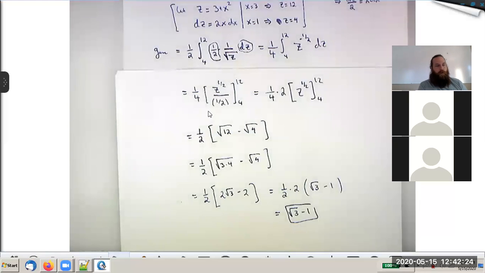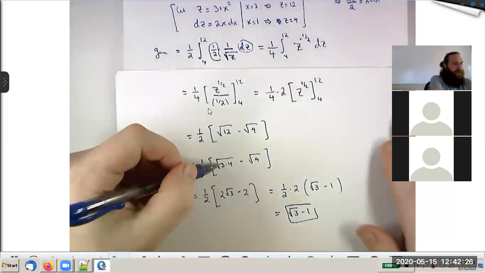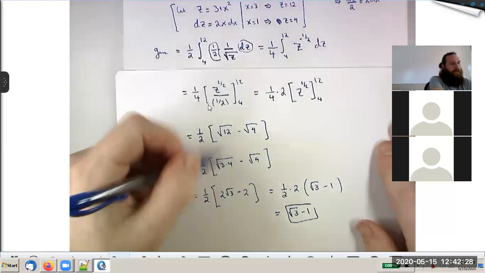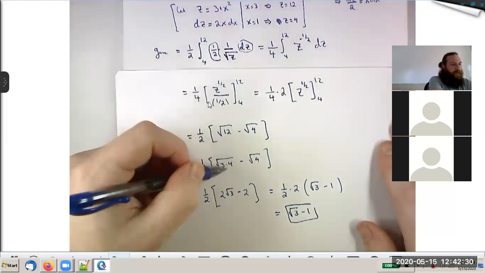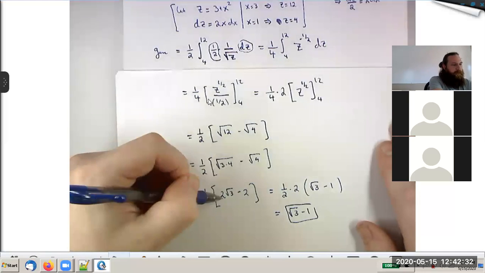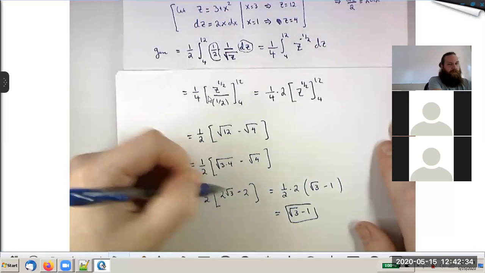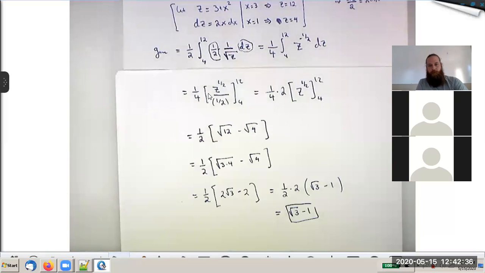So the square root of 12 is the same as the square root of 3 times 4 because 3 times 4 is 12. And then I can take the square root of each separately. The square root of 4 is 2, that's this 2. And the square root of 3 is just the square root of 3. I leave it as it is.